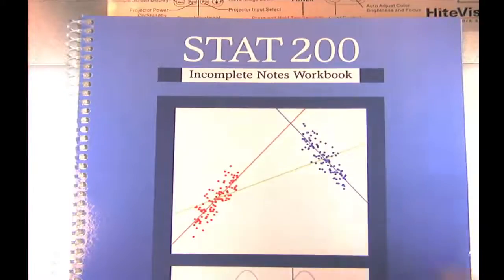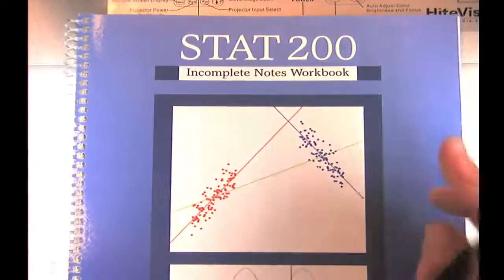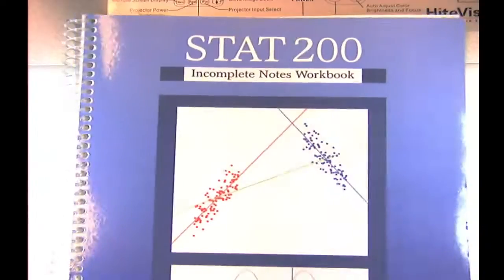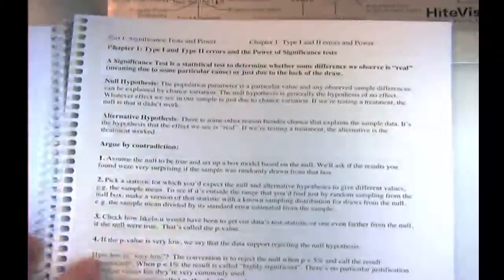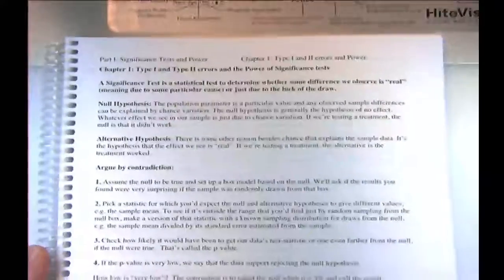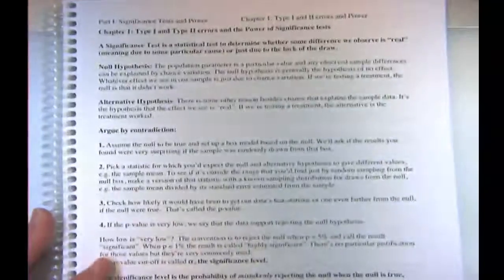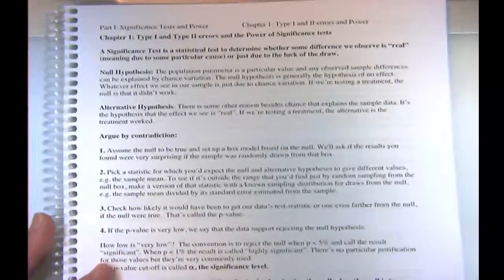Hey everyone, so today we're just going to start on Chapter 1 in the Stat 200 workbook. And we're going to start Part 1 on significance tests, Type 1 and 2 errors, and power. So let's all turn to page 1 and begin.